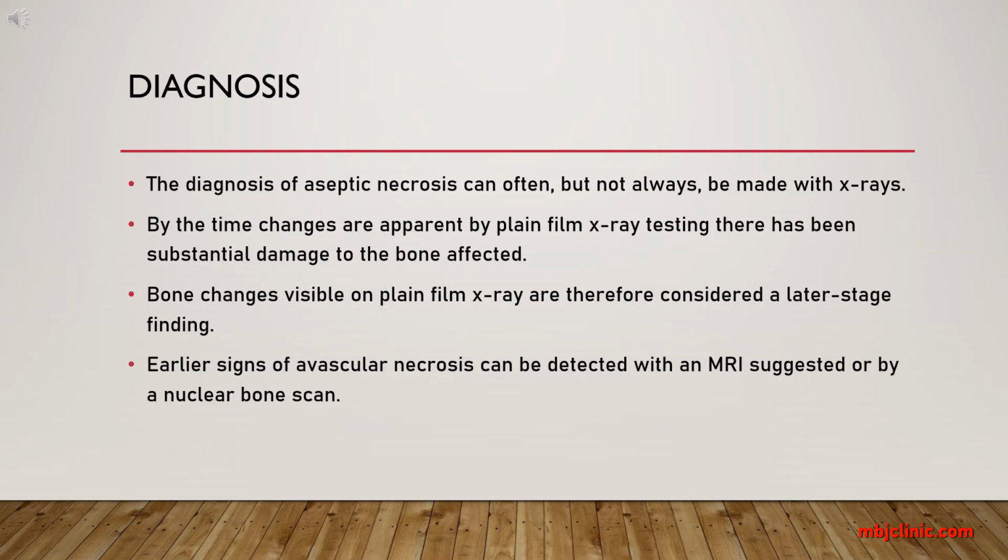The diagnosis of aseptic necrosis can often but not always be made with X-rays. By the time changes are apparently seen in X-rays, there has been substantial damage to the bone affected. Bone changes visible on plain X-ray are therefore considered a later stage finding. Earlier signs of avascular necrosis can be detected with MRI or a bone scan.